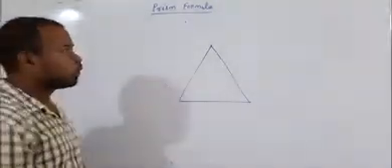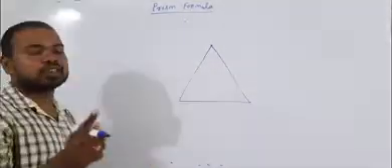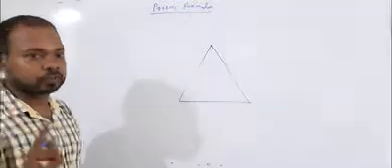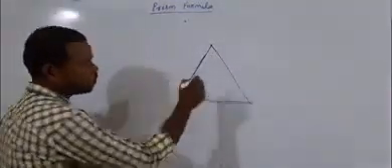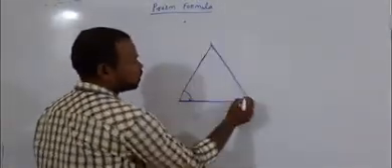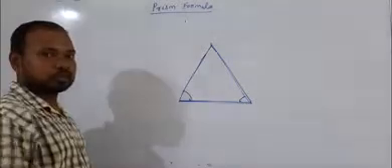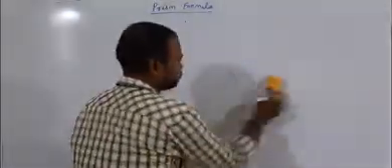Now, which is the refracting angle or angle of the prism? The angle between the refracting surfaces is called the angle of the prism. If refraction takes place through this and this surface, this will be the angle of the prism. Now let us derive the prism formula.